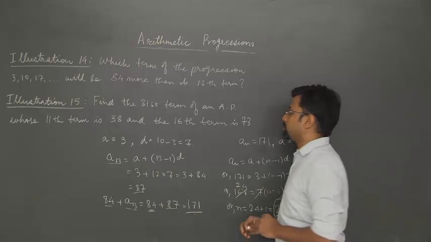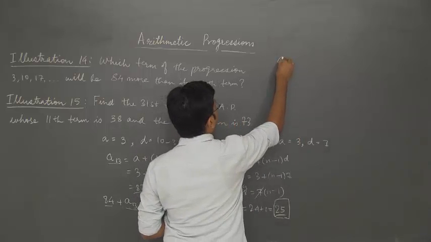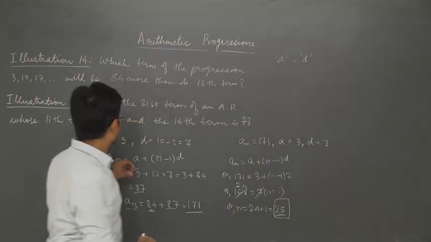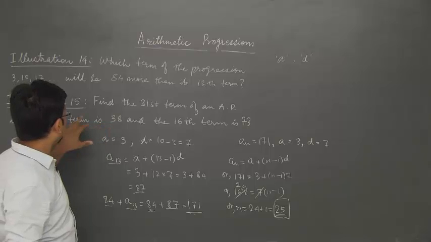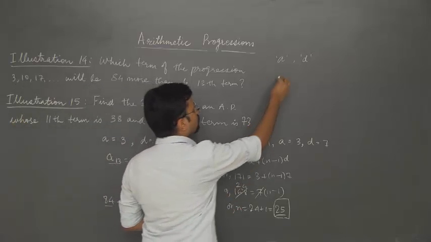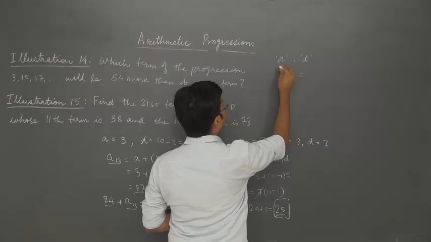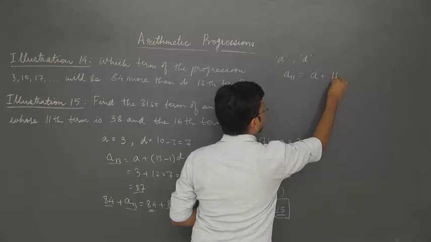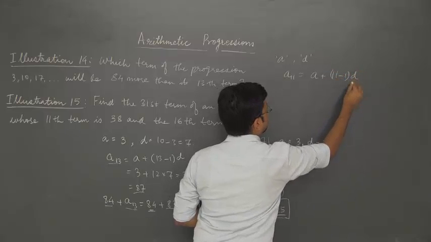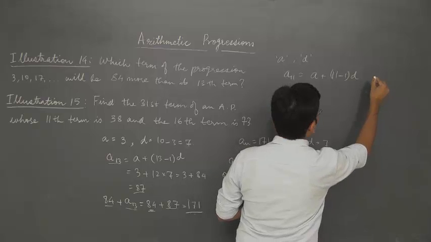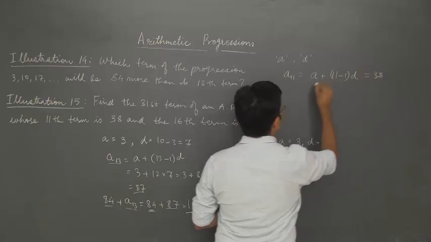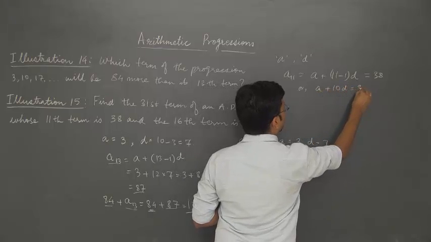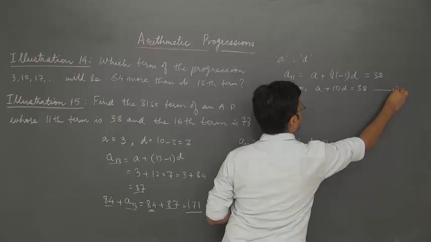How do we approach this question? Let us assume that the first term is A and the common difference is D. So what do we have? We have the 11th term as 38. So A11 will be A plus 11 minus 1 into D, which is given to be equal to 38. So we have A plus 10D equal to 38. We call this equation 1.